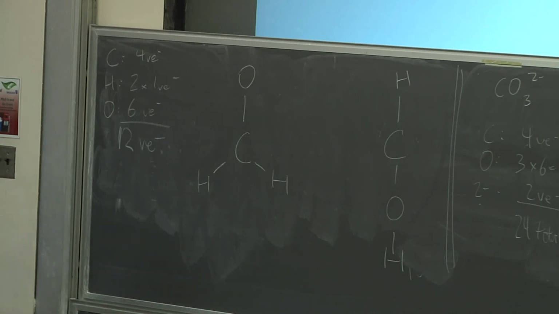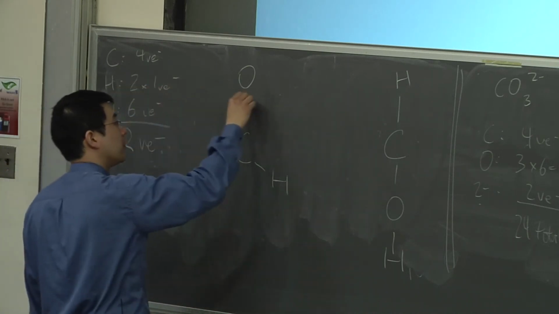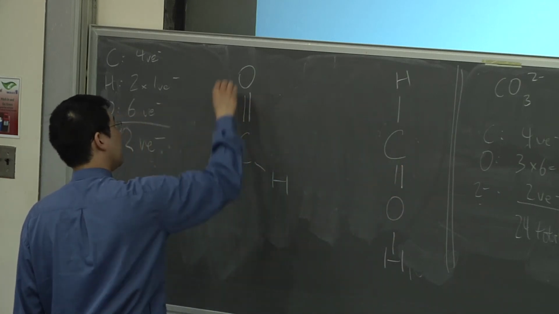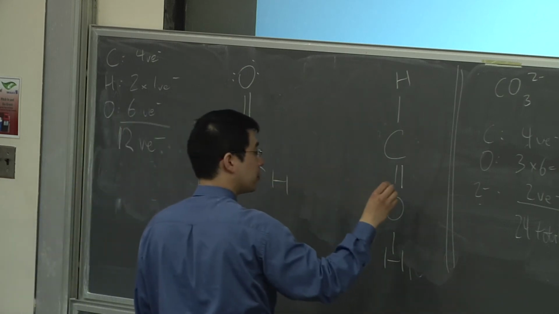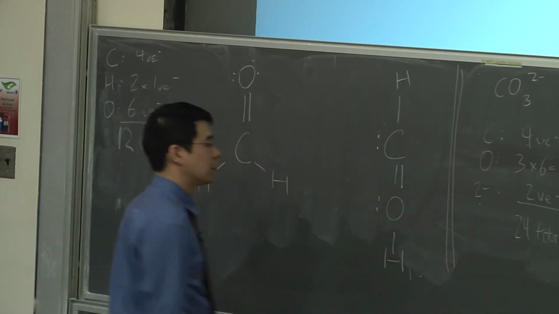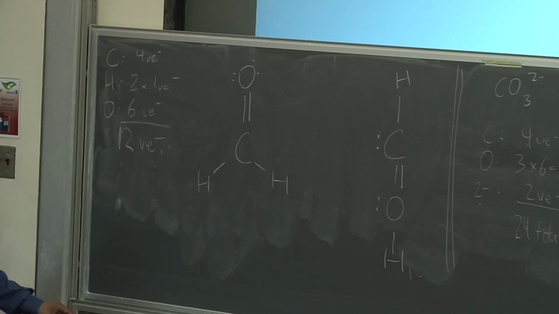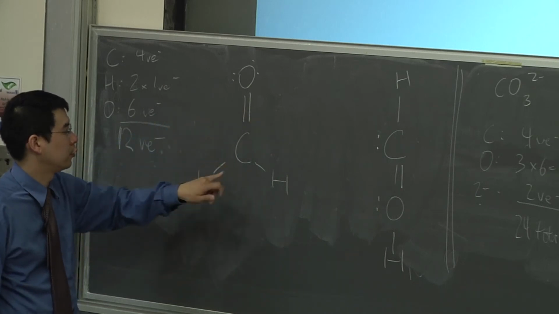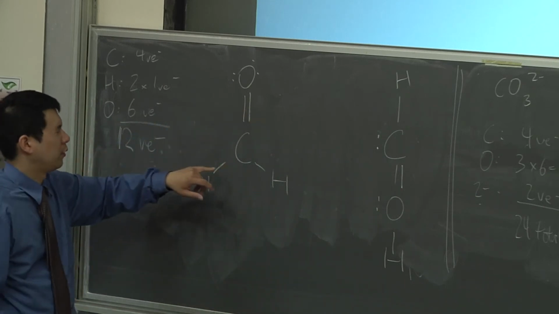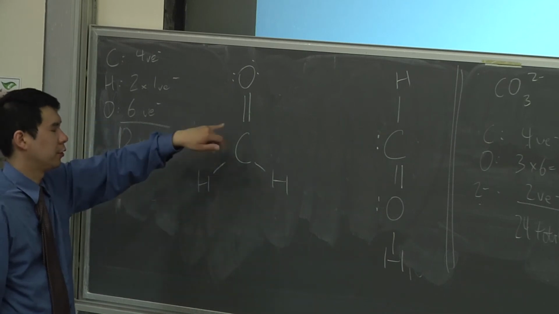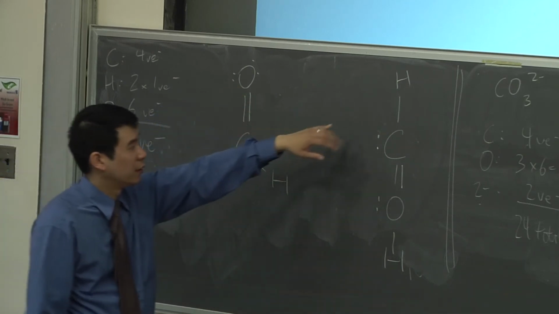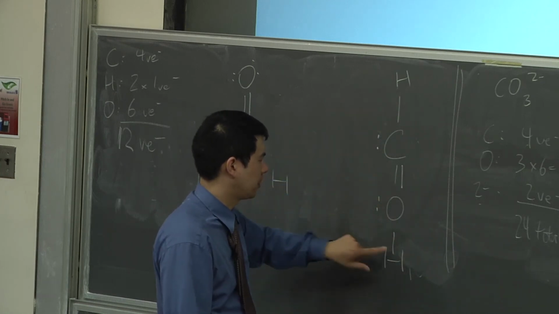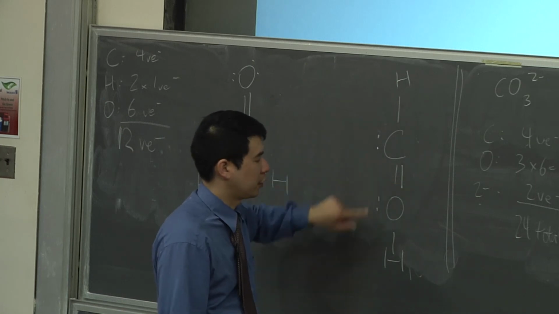In both cases, if you do the counting, you're going to get a C double bond with the O. I'm just going to give you the final products, and we can confirm that they're correct. We have an octet: 2, 4, 6, 8, and 2 for each hydrogen, for a total of 2, 4, 6, 8, 10, 12. And here the hydrogens each have 2, carbon 2, 4, 6, 8, oxygen 2, 4, 6, 8. Total: 12.